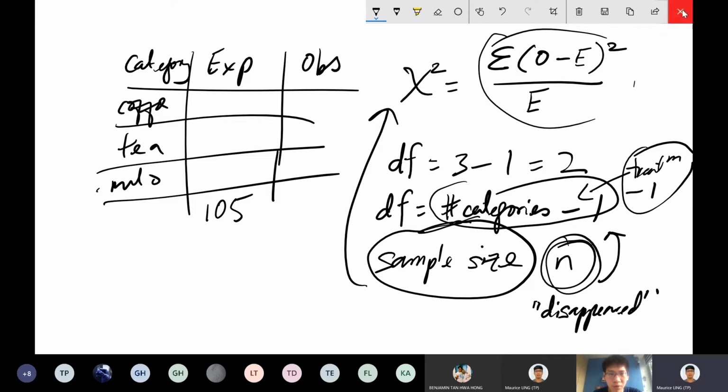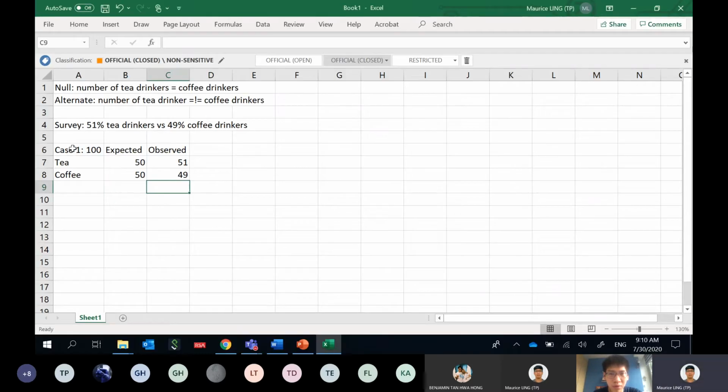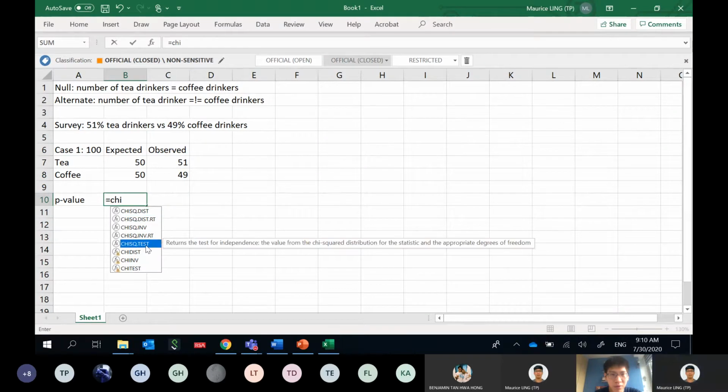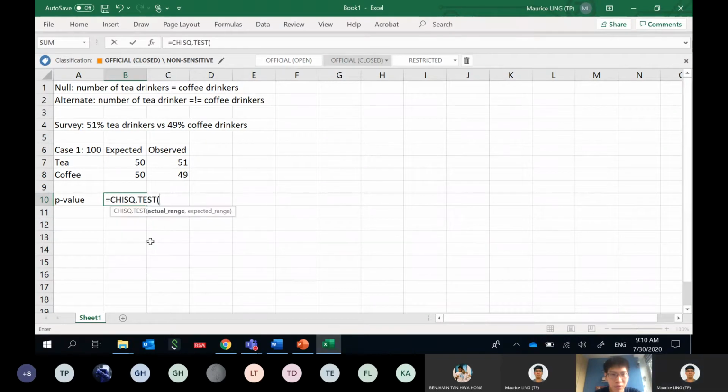So let's look at what happened. In this case, it's almost like percentage. So we look at the p-value. If you use Excel to do chi-square, it's just using the chi-square test. So actual range is observed, and expected range. Now I get a p-value of 0.8.